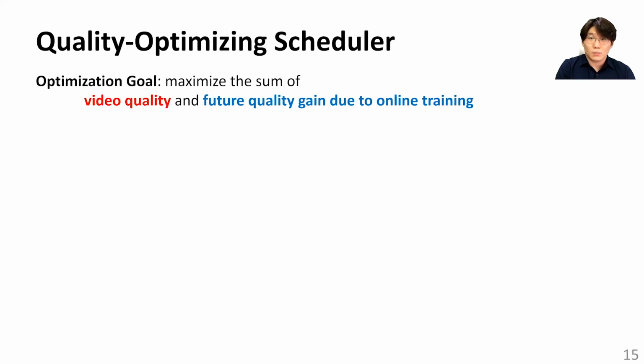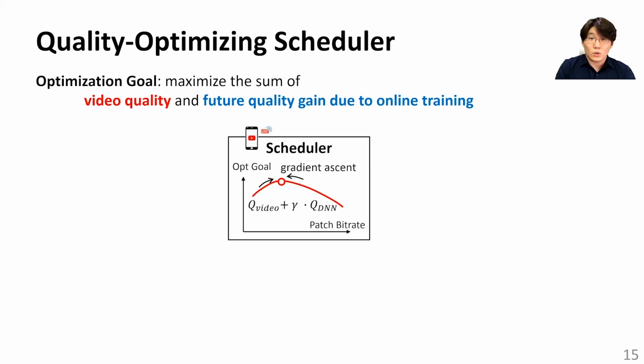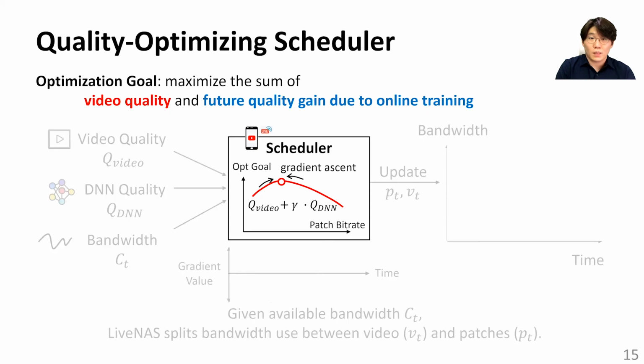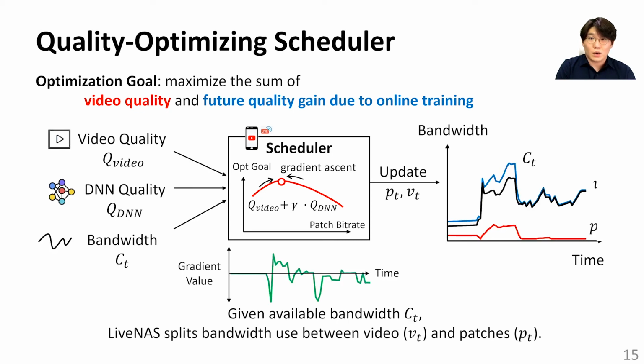The goal of the Quality Optimizing Scheduler is to allocate bandwidth between the video and training patches in a way that results in maximum video quality. Since we observed that the optimization goal is a concave function, our Quality Optimizing Scheduler applies gradient ascent to find the patch bitrate that leads to maximum video quality. Then the scheduler updates the target bitrate of patch and video respectively.